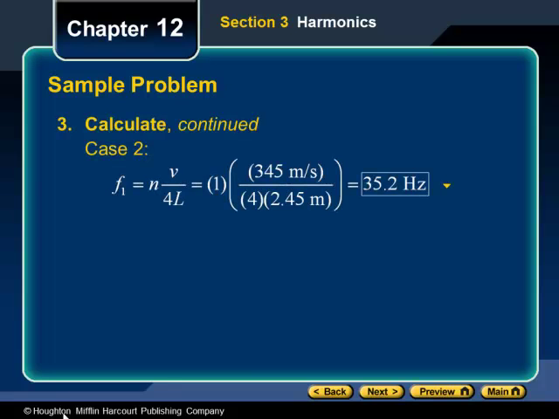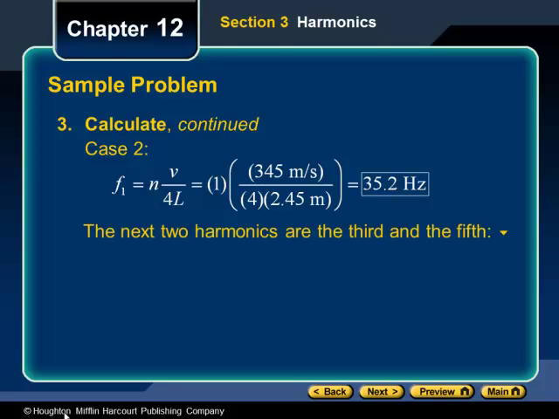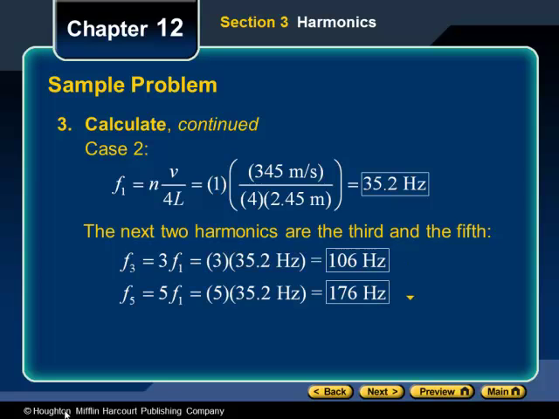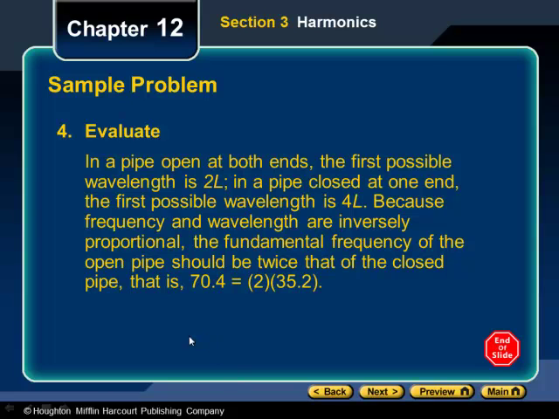In case 2, again, it's just a matter of substituting numbers in, and we come up with a fundamental frequency of 35.2 hertz. And then the third and the fifth are gotten just by multiplying that by 3 and by 5. And again, pay attention to sig figs here, and you get 106 and 176. And then they evaluate that, and I'll just give you a second to read that.